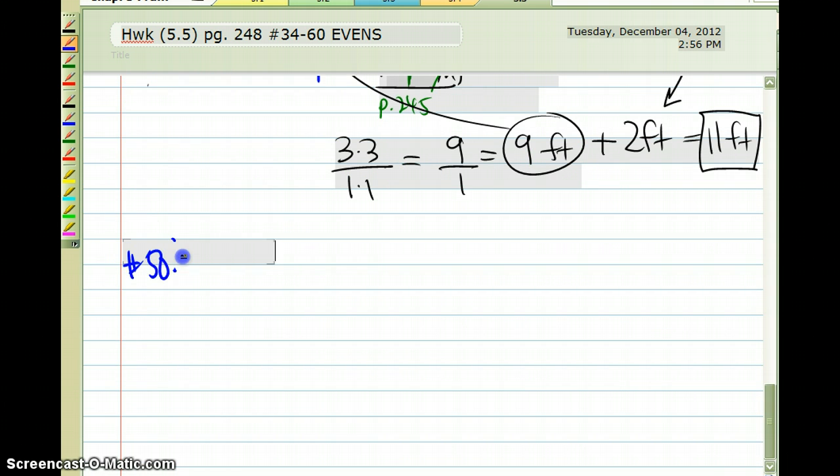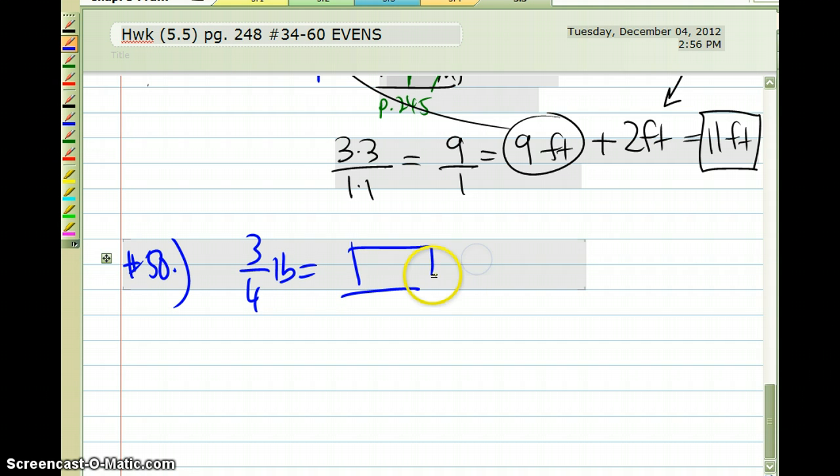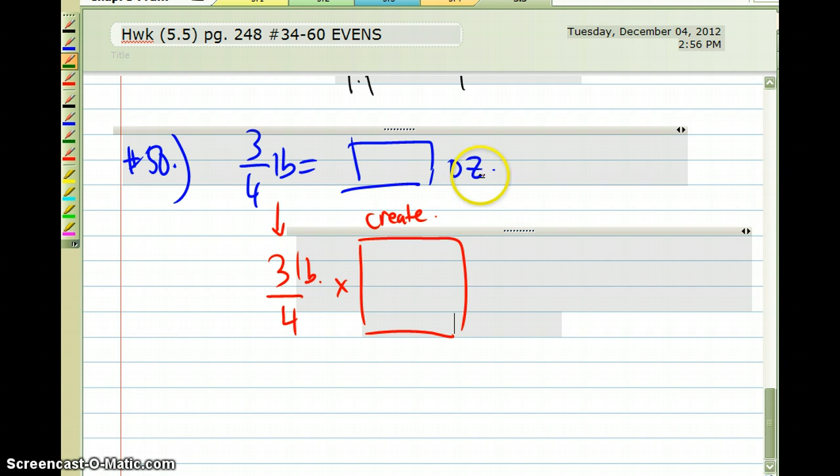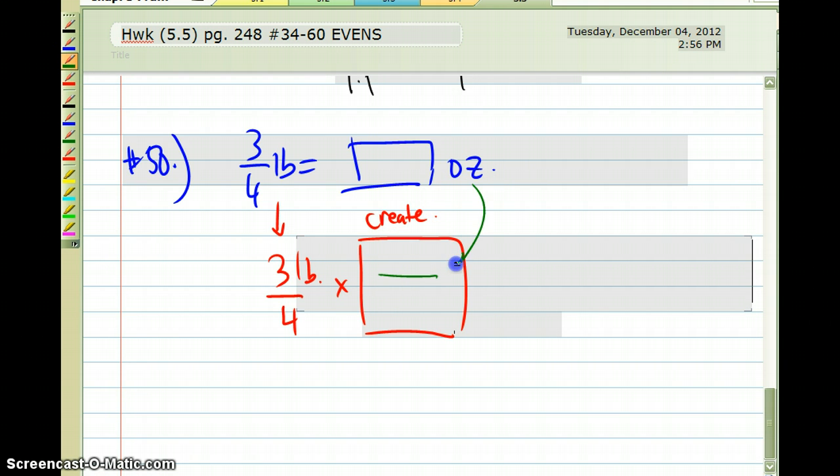Number 50, I have 3/4 of a pound is equal to how many ounces? I'm going to start with my problem in a fraction. It's already in a fraction, so I don't need to do anything else with that. Then I'm going to multiply by the fraction I'm going to create, the relationship between ounces and pound. Because I'm looking for the answer in ounces, I write ounces in my numerator and pounds in my denominator. I also do that so that when I multiply these two fractions, pounds will cancel out.